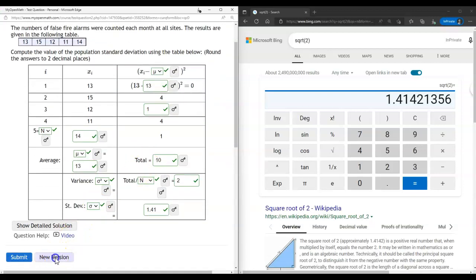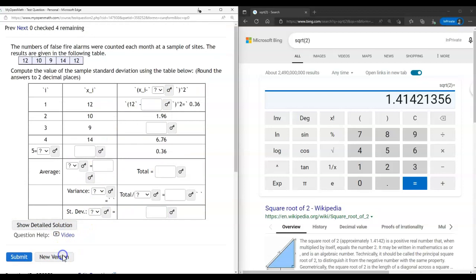So let's try another version of this problem. And let me just generate a couple. And let's try this one. So what's different between this version and the previous one is that in this one, we're going to be dealing with a sample. And what does that mean?